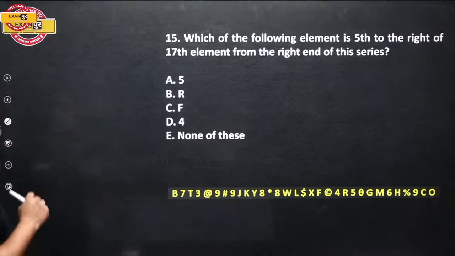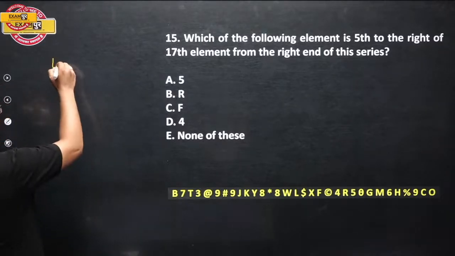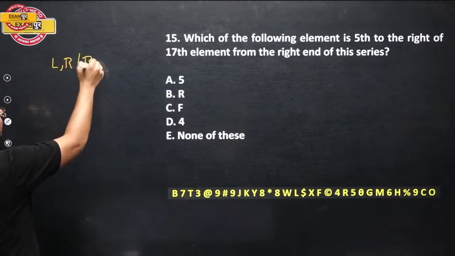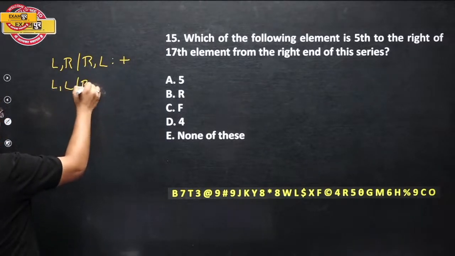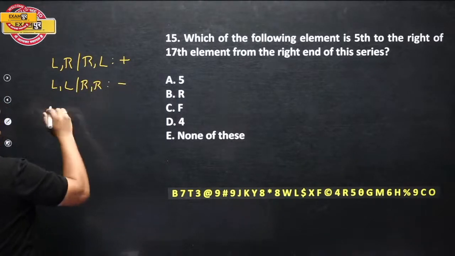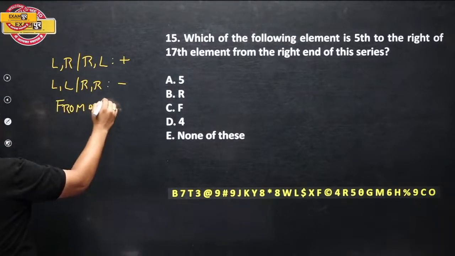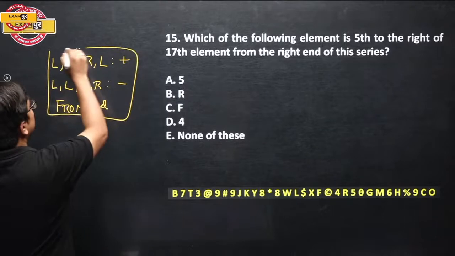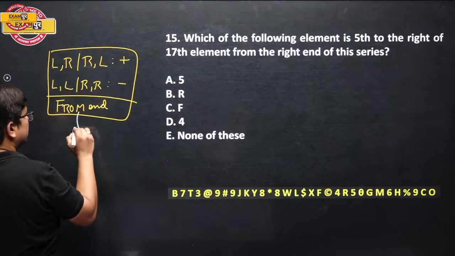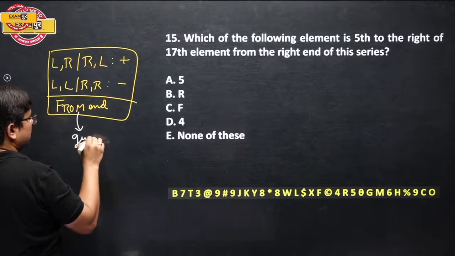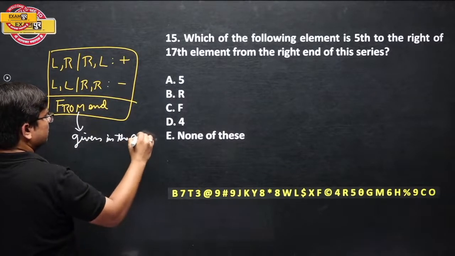Now, see again, my dear students, please understand. Here, again as I discussed, if left right or right left will be mentioned, we will be adding the numerical values. Left left or right right will be mentioned, then we will be subtracting the numerical values. And the counting will be done from the from end, and the from end is mentioned in the question.